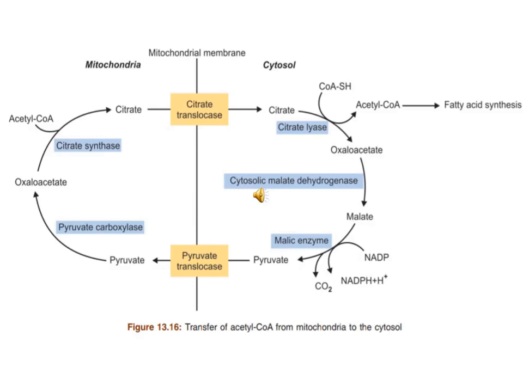Oxaloacetate formed in the reaction must be returned to mitochondria. The inner mitochondrial membrane is impermeable to oxaloacetate. Therefore, oxaloacetate is reduced to L-malate by the enzyme malate dehydrogenase, which is cytosolic. Then malate is oxidatively decarboxylated to pyruvate by NADP-linked malic enzyme. NADPH and carbon dioxide are generated in this reaction. Both of them are utilized for fatty acid synthesis. Then pyruvate formed in the reaction readily diffuses into mitochondria, where it is carboxylated to oxaloacetate by pyruvate carboxylase.